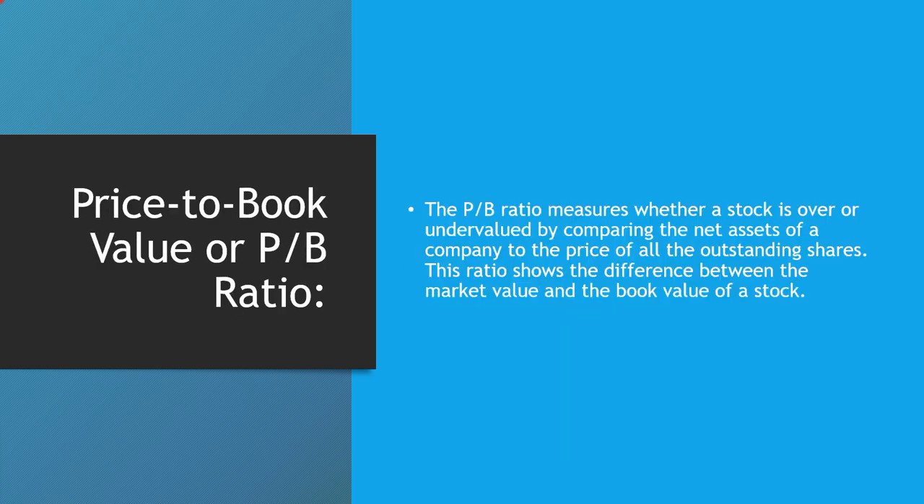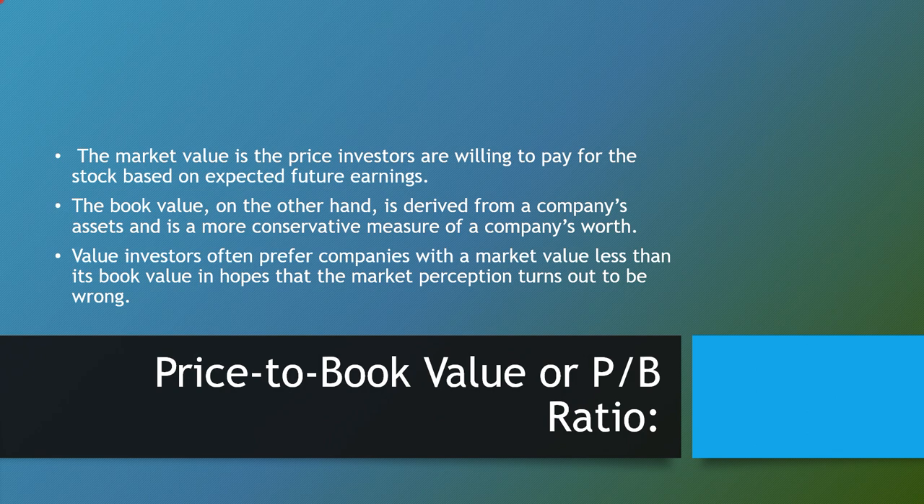And we look at price to book value. The price to book value ratio measures whether a stock is over or undervalued by comparing the net assets of a company to the price of all the outstanding shares. This ratio shows the difference between the market value and the book value of a stock. In the price to book value, or PB ratio, the market value is the price investors are willing to pay for a stock based on expected future earnings. The book value, on the other hand, is derived from the company's assets and is a more conservative measure of a company. Value investors often prefer companies with a market value less than its book value in hopes that the market perception turns out to be wrong.